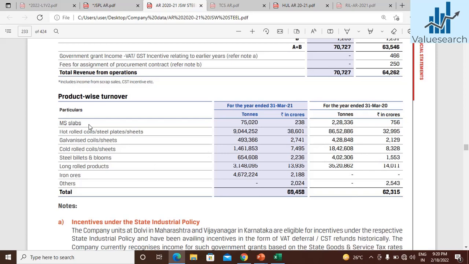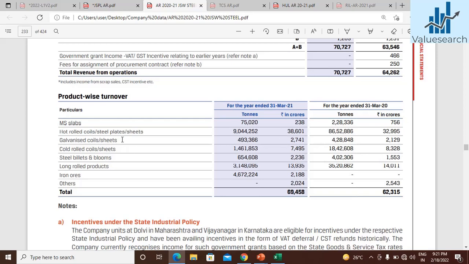So they have MS slabs. This is in volume. Just look at it. This is in volume, tons. This is not in million tons, this is just in ton. And the value of the product that they have sold. So MS slabs, this much amount. Hot rolled coils or steel plates or sheets of this much amount. It's quite significant, you can see. It consists of most of the numbers, right? It is the largest share of pie.